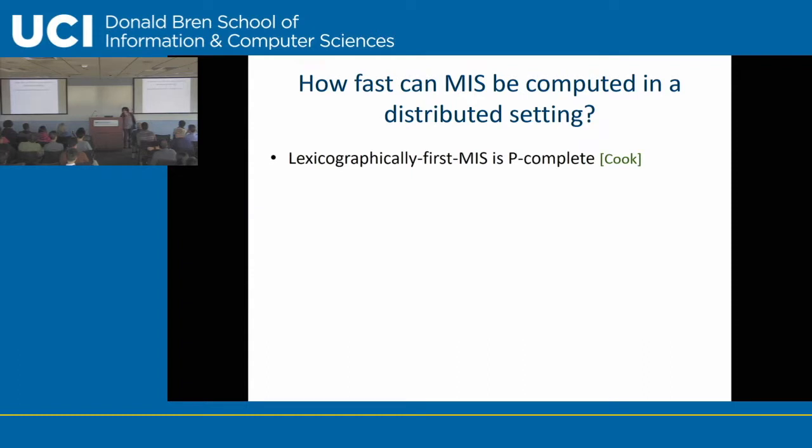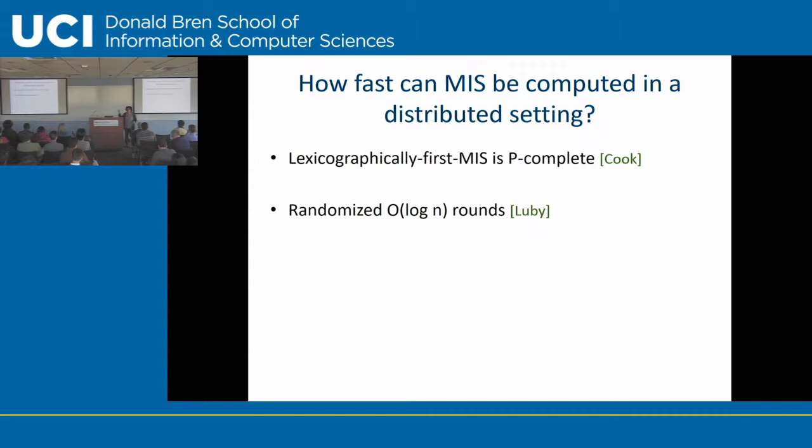But for maximal independent set, let's see how far this gets us. Well, we know that maximal independent set is not so easy to do in parallel because lexicographically first maximal independent set is actually P-complete, which means it's one of the hardest problems to parallelize. So we know that's hard. But then there was Luby's algorithm in 1985 that gave you a log n round parallel algorithm for maximal independent set.